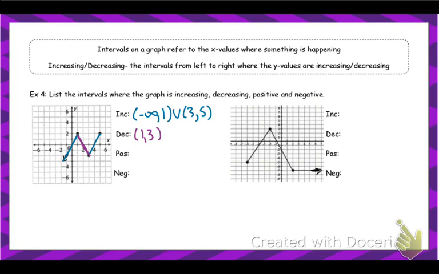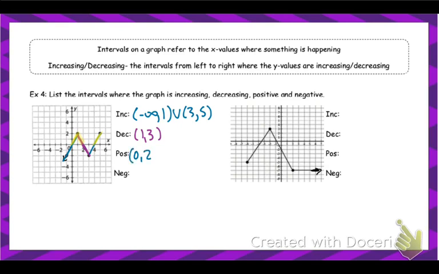All right, the next part is talking about where the graph is positive and negative. Again, we're going to list the x values in the interval notation, but it's referring to what your y's are doing. When are your y's positive? When your y's are above the axis. That's the part I just highlighted in yellow. So this graph is positive from 0 to 2.